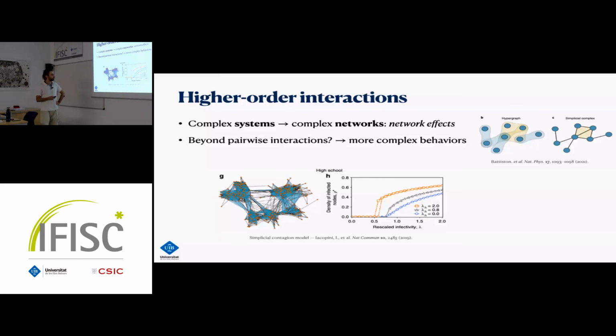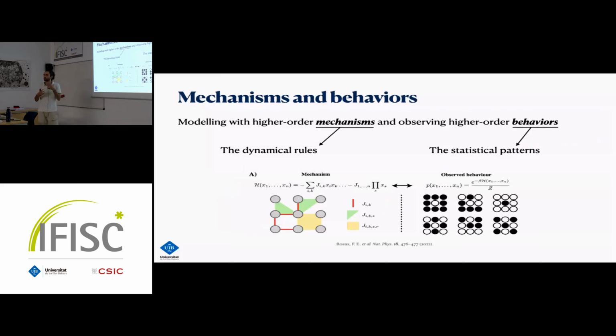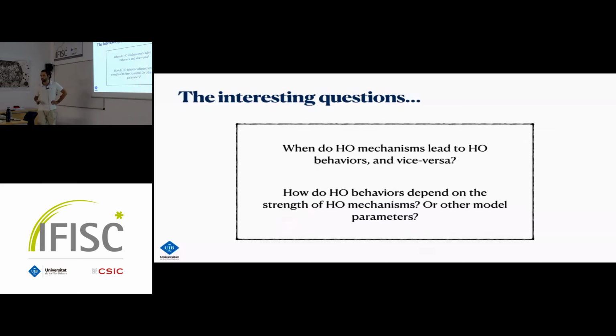So considering the importance of these higher order interactions, some researchers, in order to better understand their effect, have posed the question of distinguishing between higher order mechanisms and higher order behaviors. In this context, mechanism refers to the dynamical rules, or the mechanistic description, behind the dependencies between 3 or more variables. And behaviors refers to the statistical patterns that we can observe in the data, observing the system state. This distinction is important because higher order behaviors don't necessarily lead to higher order mechanisms and vice versa. And this leads to some interesting questions, which is, when do higher order mechanisms lead to higher order behaviors? And how are higher order behaviors dependent on the strength of higher order mechanisms and on other parameters of our dynamical models?